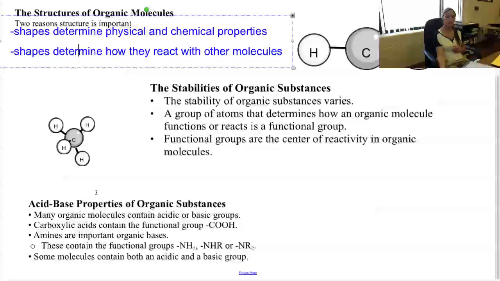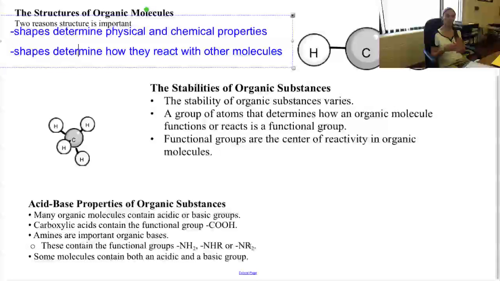Okay, there are some acid-base properties for organic substances. Many of them are either acidic or basic. Carboxylic acids have the functional group of C double bonded O with an OH. You have amines that are very important organic bases, with an N and some sort of hydrogen. R there just means carbon groups.